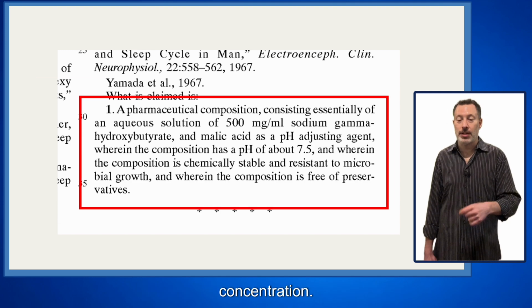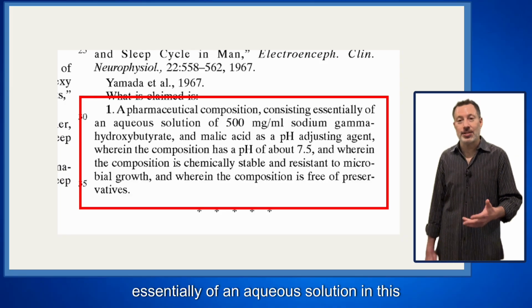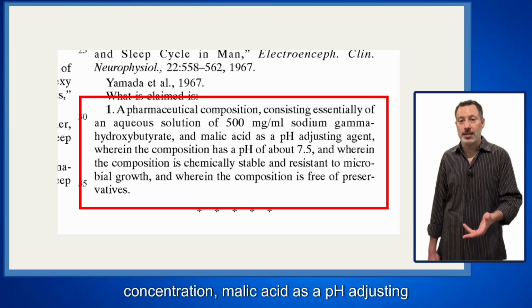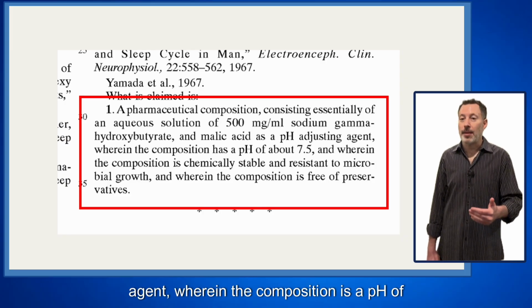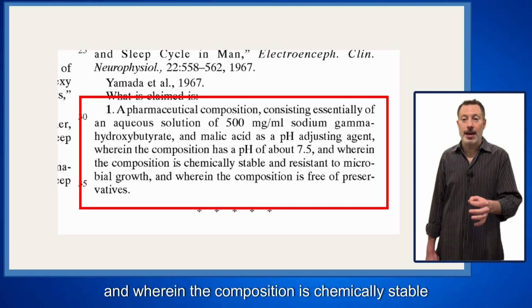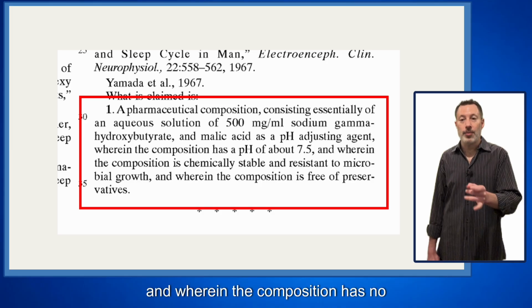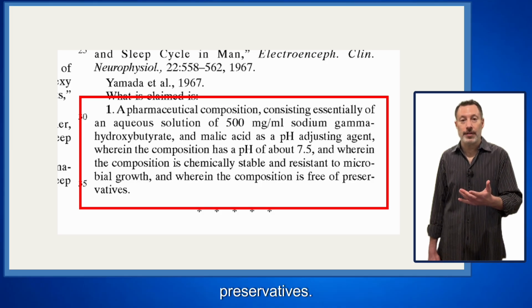Here's the concentration. This one is for the drug, a pharmaceutical composition consisting essentially of an aqueous solution in this concentration, malic acid as a pH adjusting agent, wherein the composition has a pH of about 7.5, and wherein the composition is chemically stable and resistant to microbial growth, and wherein the composition has no preservatives.